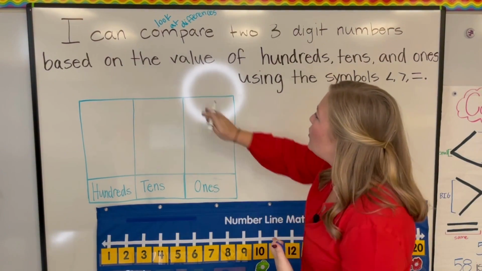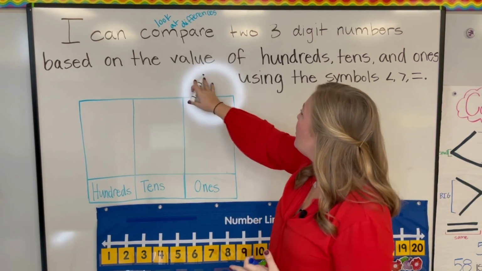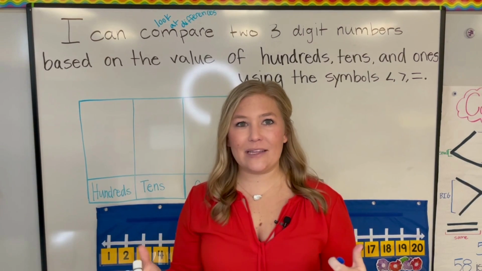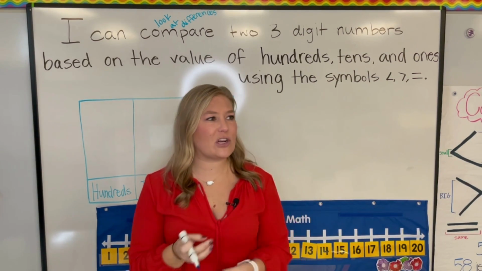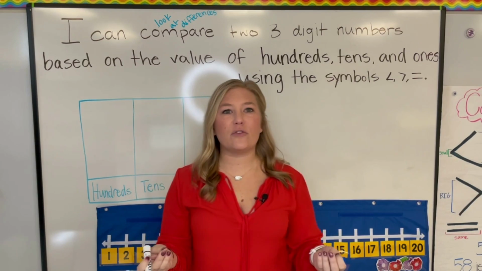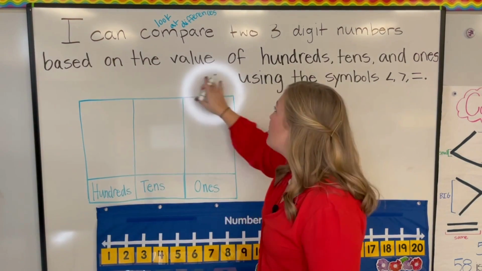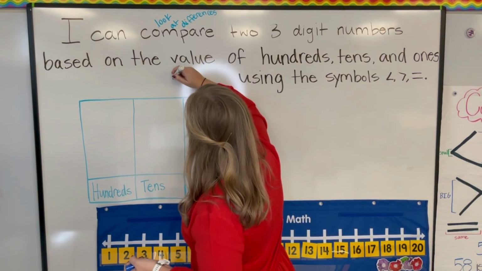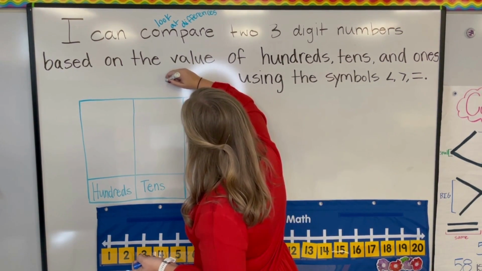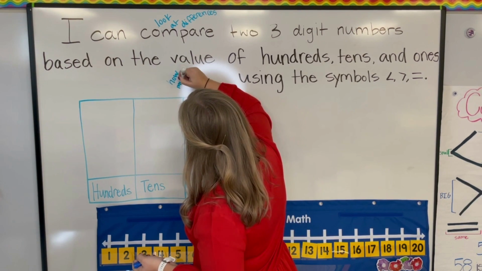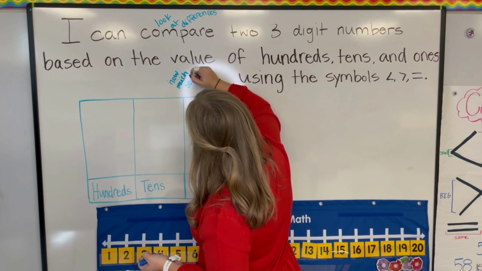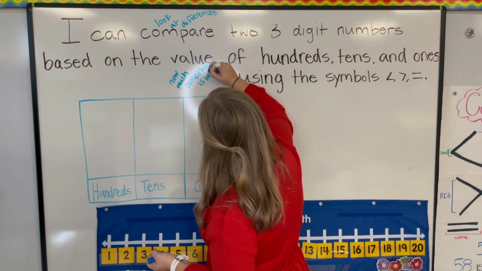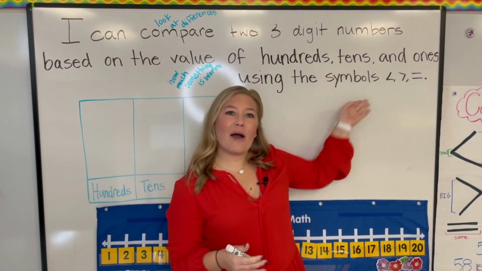We also have this word value. It says based on the value of the hundreds, tens, and ones place. Well, all that word value means is what something's worth. Sometimes we talk about the value of money or the value of something we own. We might talk about the value of a number as well in math. So the value is how much something is worth.